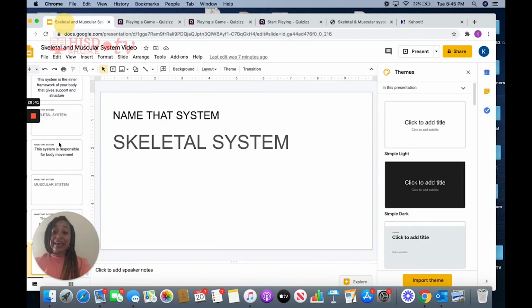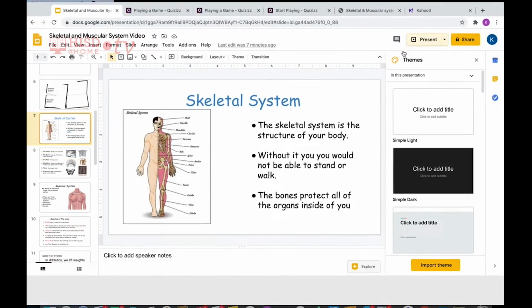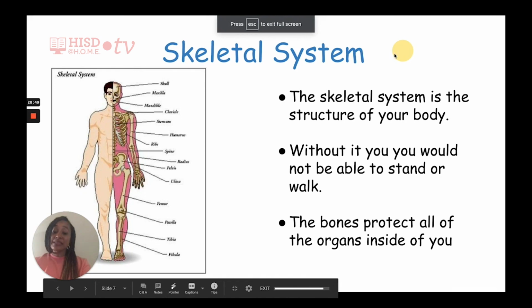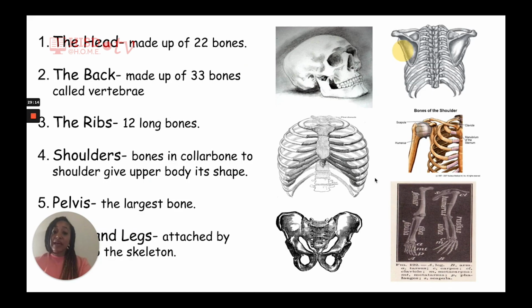So before we end today's session, let's review what we discussed in our presentation. The first thing we discussed involved the skeletal system. We learned today that the skeletal system is the structure of our body. Without the skeletal system, we would not be able to stand or walk. We would be like a little pancake, just flopping around. Our bones protect the organs inside of us, for example, our skull, which protects our brain, and our ribs, which protect our lungs.